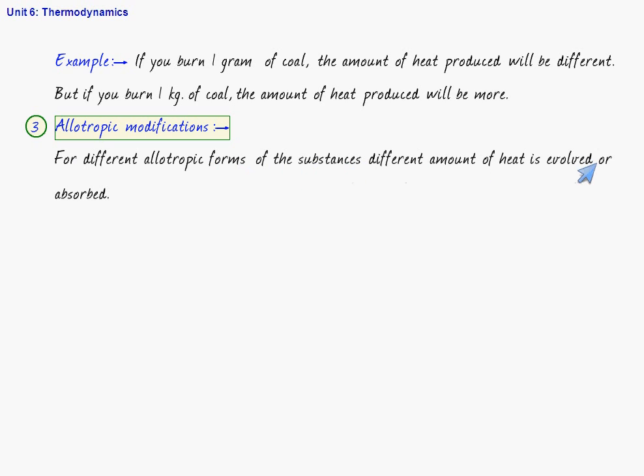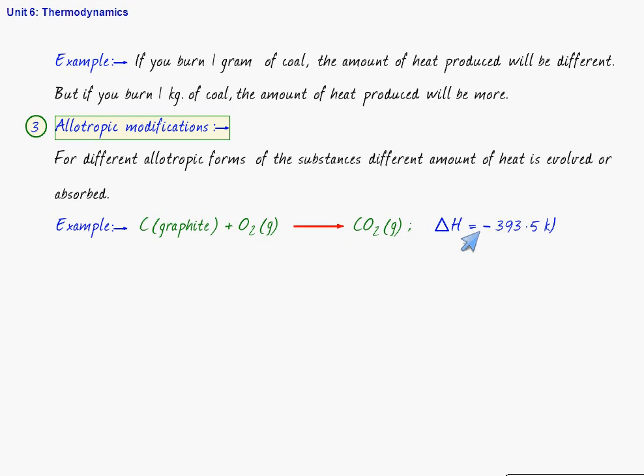For example, if you burn graphite, C graphite, you can see the reaction C graphite plus O2 gas gives CO2 gas. Here delta H is equal to minus 393.5 kilojoule. If you take C diamond, carbon diamond, and it burns in presence of oxygen O2 to give CO2, delta H is minus 395.4. So what do you see? You can see that the amount of heat released when the diamond is burned is more than that of graphite. Then the fourth factor is the temperature.